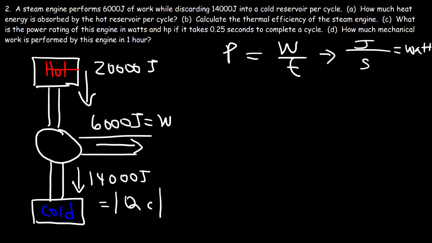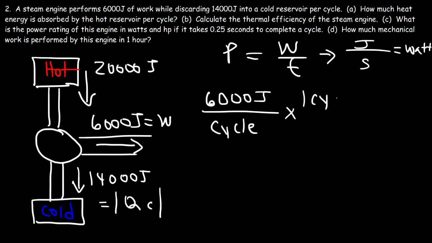Now what I'm going to do is start with this value. The work output is 6,000 joules per cycle. So in 2 cycles, the machine or the engine will do 12,000 joules of work. In 3 cycles, 18,000. In 4 cycles, 24,000. So every cycle that the machine goes through, 6,000 joules of mechanical work will be performed.